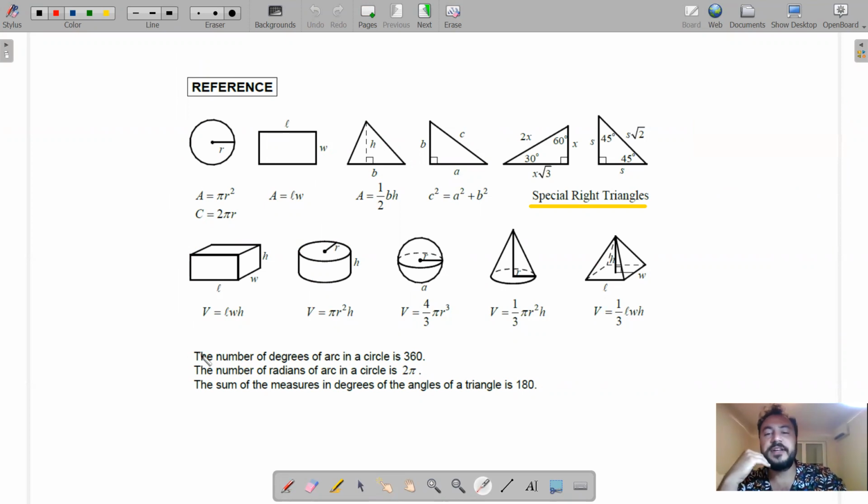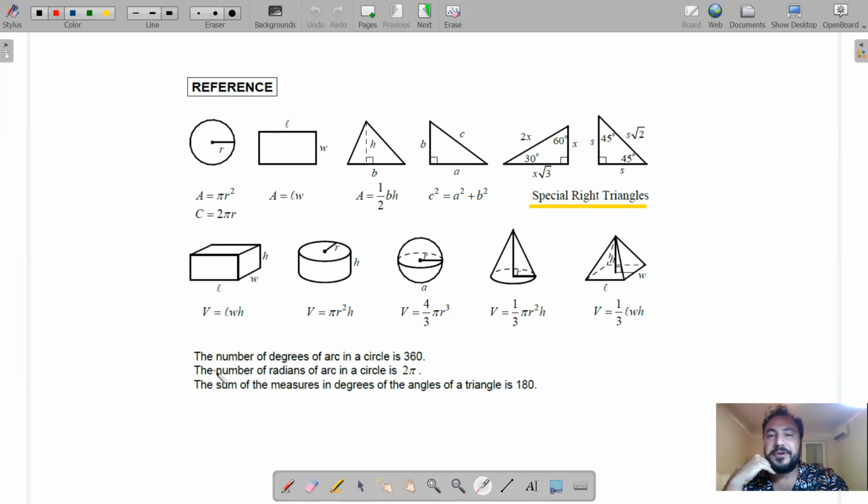Then it provides you some other information, such as the fact that the number of degrees of arc in a circle is 360 degrees. I hope you know that. And the number of radians of arc of a circle is 2 pi. That we're going to talk about when we talk about the circle.